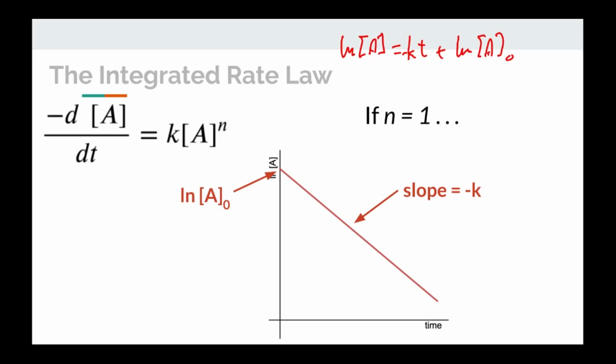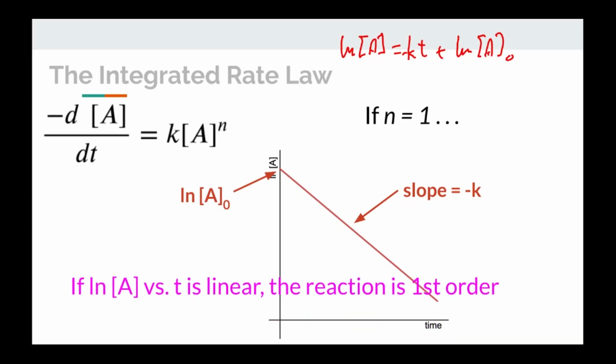Once again, we can use this information in reverse. If you have a way of tracking concentration versus time, and you find that the natural log of concentration versus time is linear, then that means the reaction was a first order reaction.